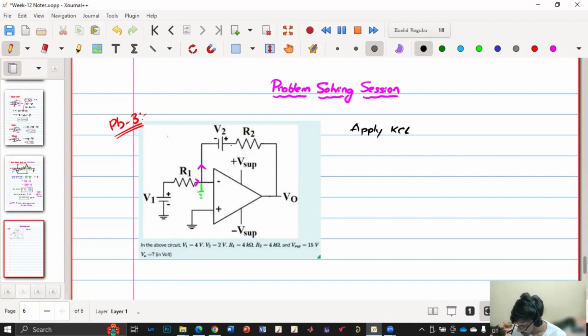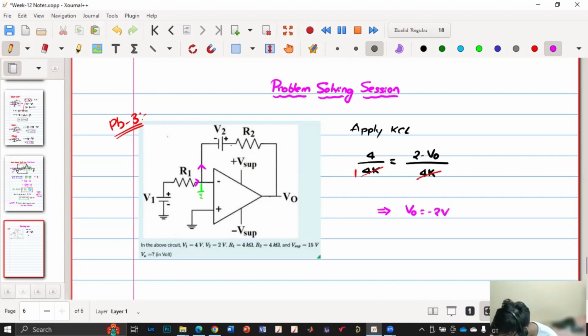V1 minus 0 by R1, considering that direction. So V1 by R1, which is 4 by 4K, is equal to the outgoing current, 0 minus V naught by R2, which is 4K. So now this side will cancel, and I will get V naught to be minus 2, right? Yes, minus 2.